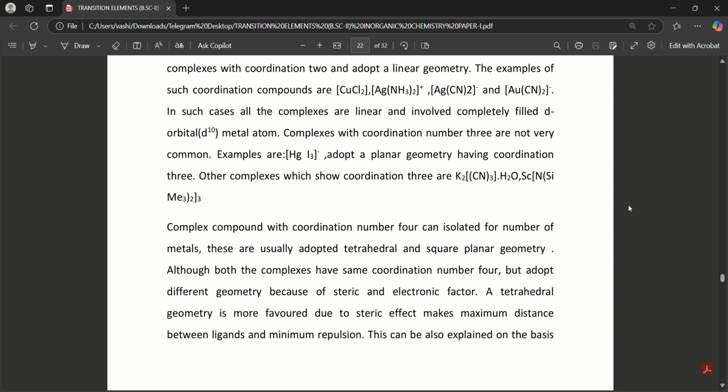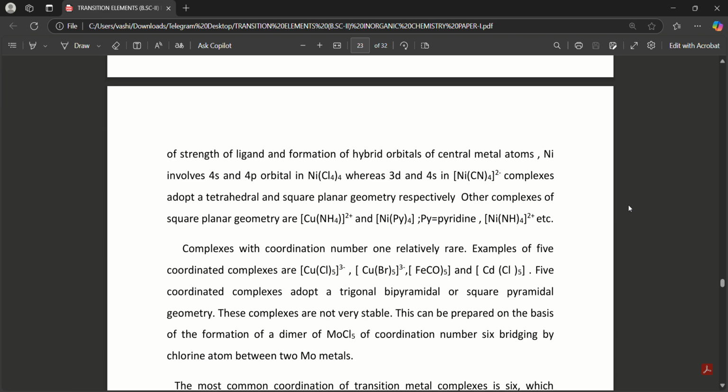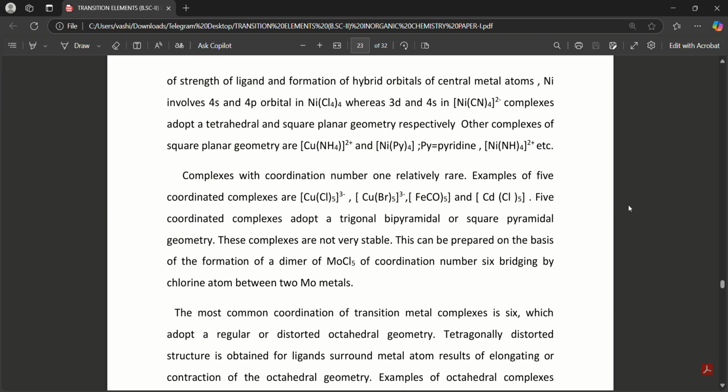Tetrahedral geometry is more favored due to the steric effect, which makes maximum distance between ligands and minimum repulsion. This can also be explained on the basis of the strength of the ligand and the formation of hybrid orbitals of the central metal atom. Ni involves 4s and 4p orbitals in [NiCl4]2-, whereas 3d and 4s in [Ni(CN)4]2- complexes adopt a tetrahedral and square planar geometry respectively. Other complexes of square planar geometry are [Cu(NH3)4]2+.